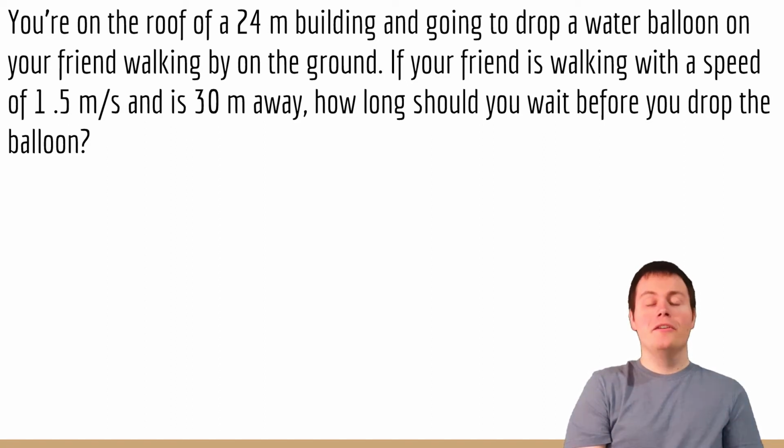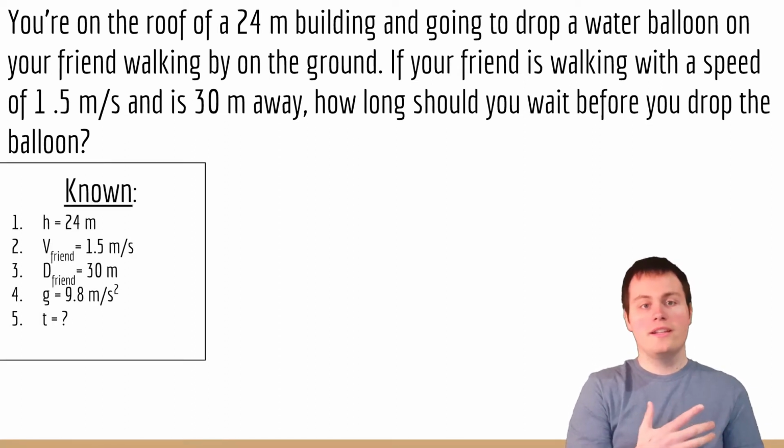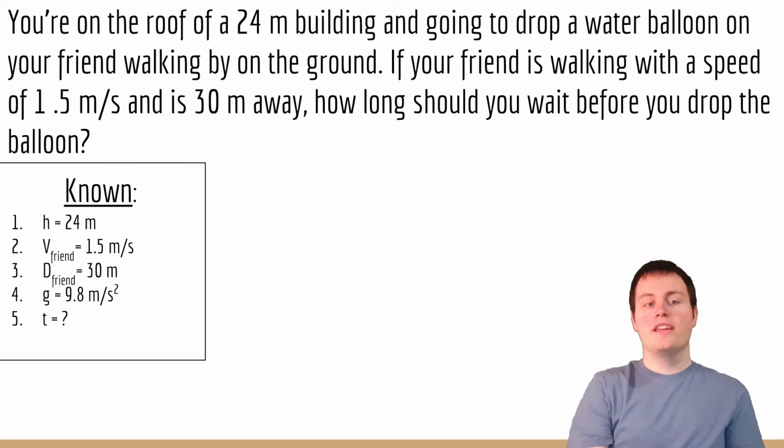Welcome back. First things first, whenever I'm solving a physics problem, I always like to list all of the known quantities from the problem. So in this case, we know the height is 24 meters, we know the velocity of our friend, we know how far away he is, we know we're on Earth, obviously. So we take all these things and now we put them together.